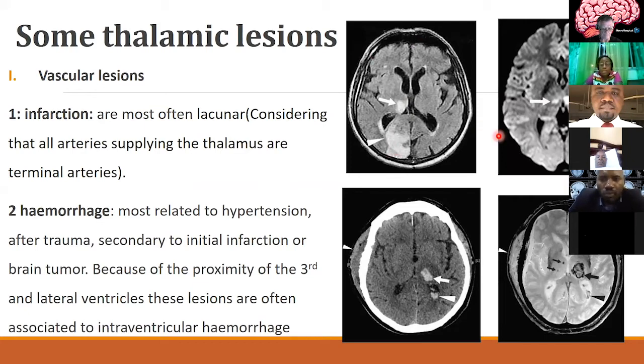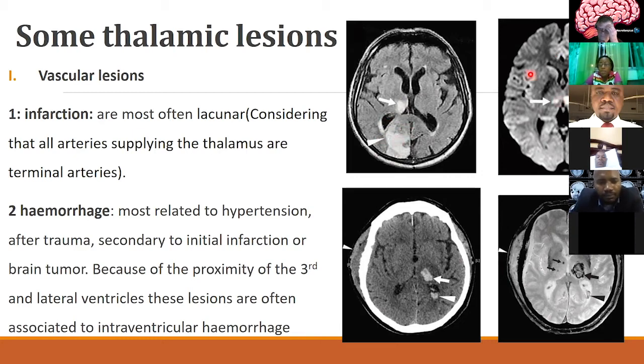We can see on this first image an axial FLAIR sequence showing a hypersignal in the territory of the posterior choroidal artery. So we have an infarct of the posterior thalamus and part of the occipital lobe.